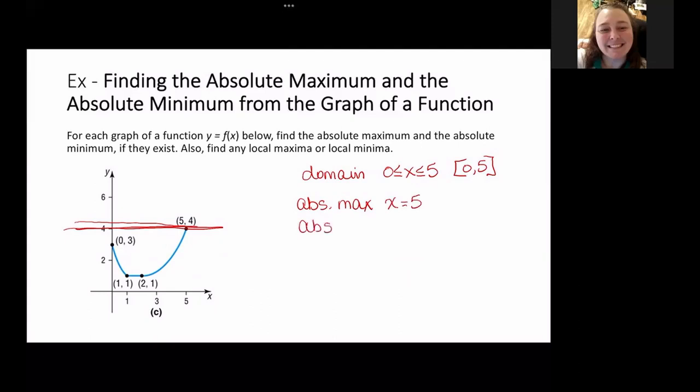Our absolute min. Okay. Now, notice what's happening here. We actually have 2 points, and everywhere between that, it's a minimum. Okay, so the minimum is actually occurring over an interval, and that's okay. So we are going from x equals 1 to x equals 2, okay? Or we can do it as [1, 2], okay?